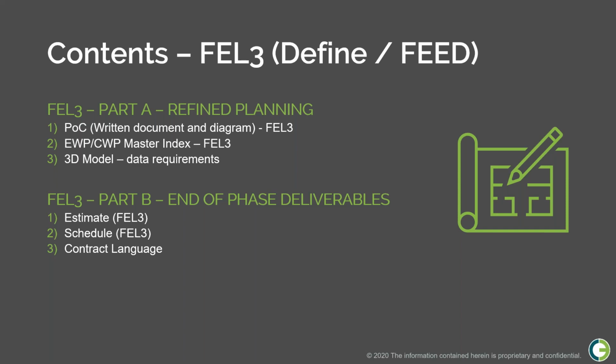We're going to also look at updating the master index and consider what the data requirements are for the 3D model. So the model is going to be an invaluable tool for AWP, and particularly for work-based planning. But a bad model with limited or incorrect data can cause a huge amount of churn and rework downstream.